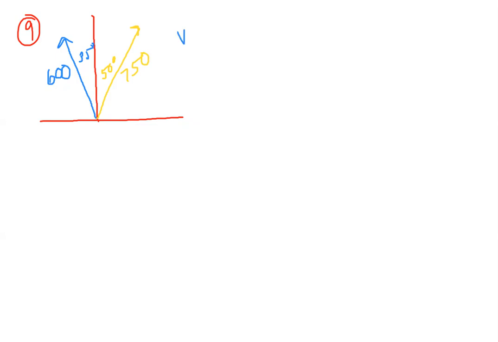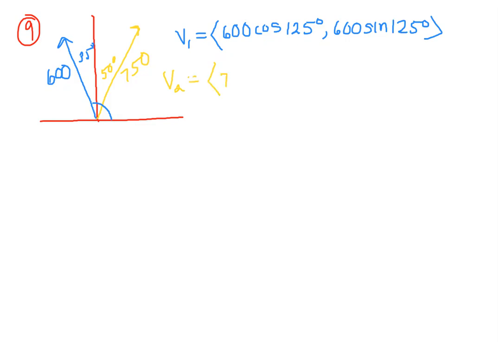So we've got to find each one separately. Let's start with the blue one. We'll call it V1. That's going to be 600 cosine of what? What's our angle going to be? Our angle has to go from here to here. So that's going to be 90 plus 35. Our crane B, or our yellow one here, is 750. And what's our angle? Our angle is from here to here. So that's going to be 90 minus 50, so that's going to be 40.